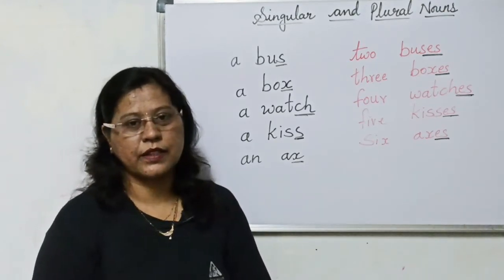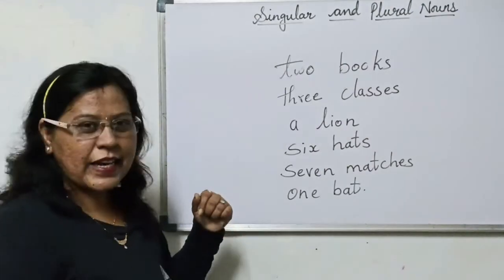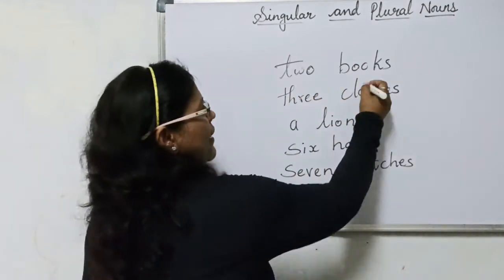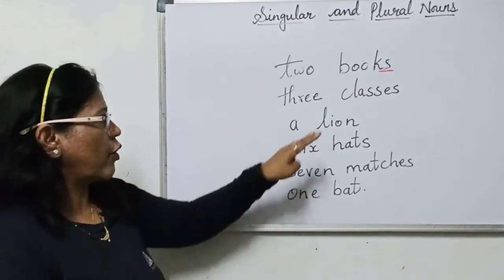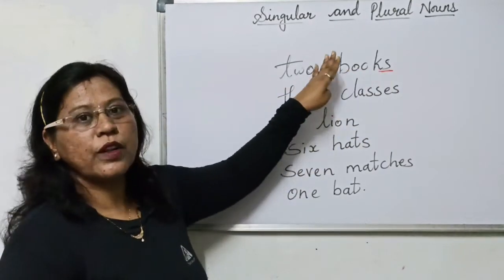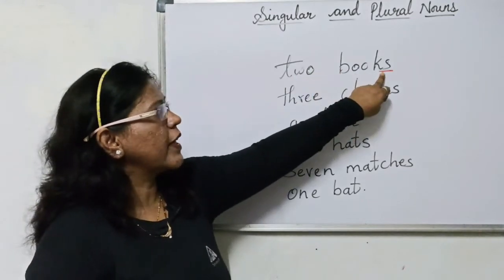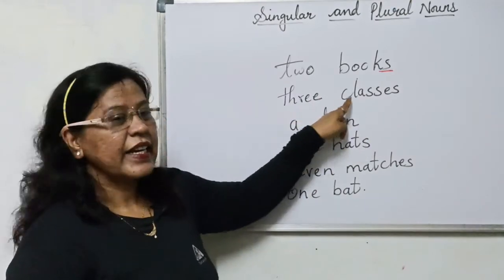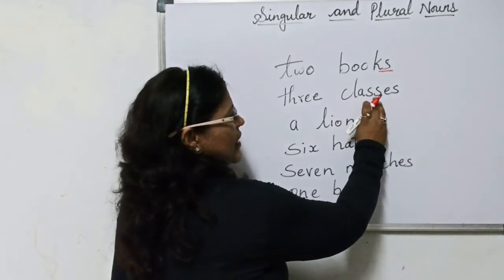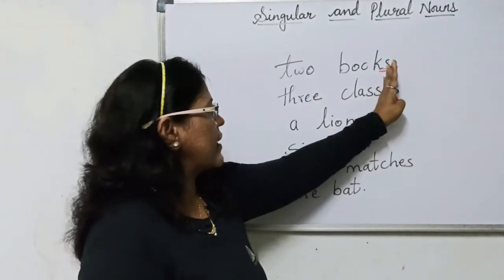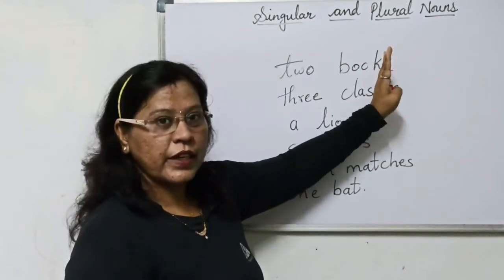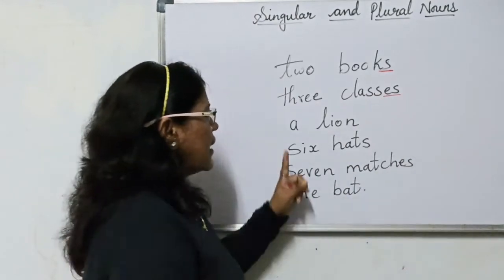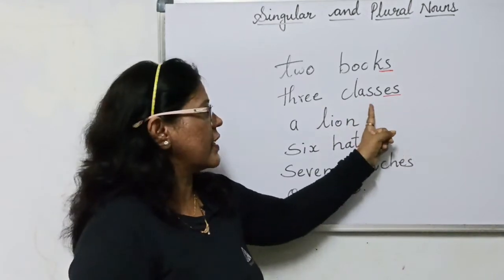We'll move towards the next part. Okay, now just have a look on the board. Two books, plural, two books, b double o k s, at the end s, so s means plural form. Book, books, two books, more than one, okay, so it is a plural form. Three classes, okay, the words which end with ss, singular, that is class, and when you wanted to make it into plural form, you have to add es there, okay, es, so it is classes.